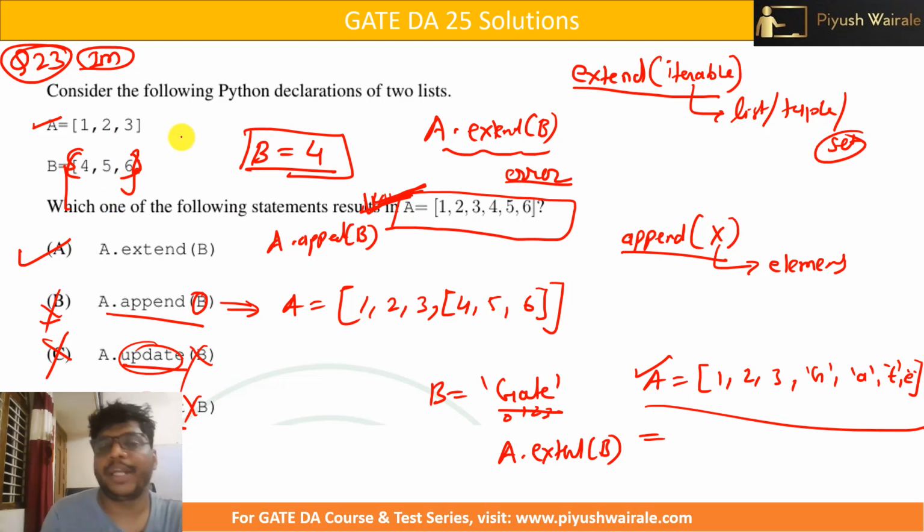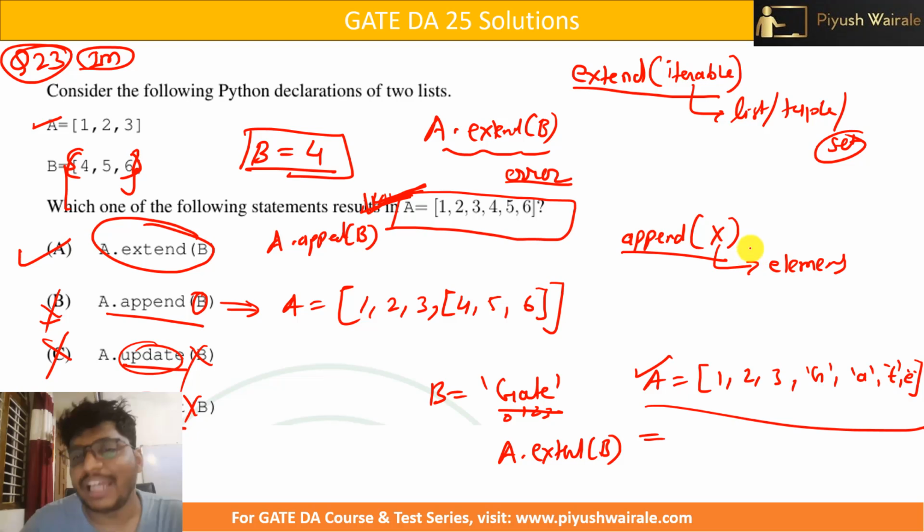Okay, so this is the correct way to solve the previous year question, understanding each and every option and what are the possible ways that this question can be framed. I hope you understand the working of the extend function here, right? Append means what? Element. We are simply adding one element into the list, that's it.